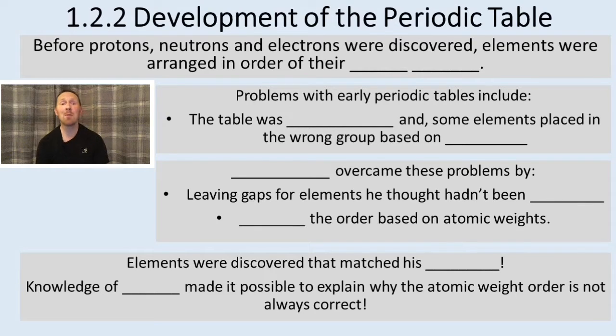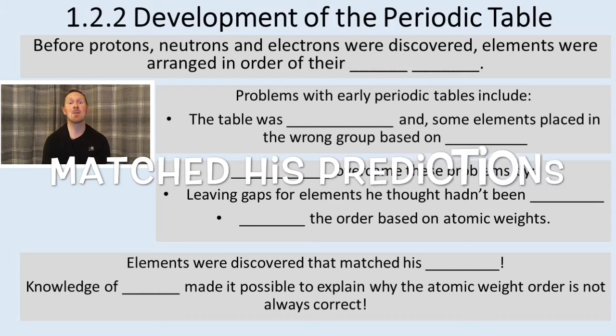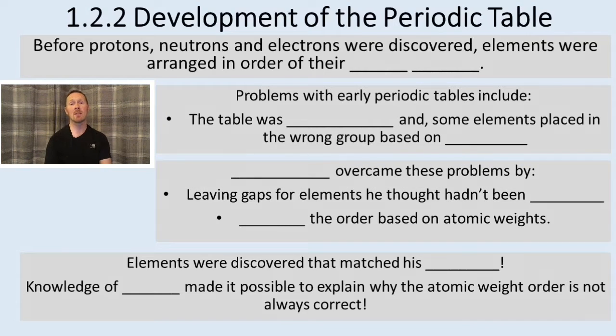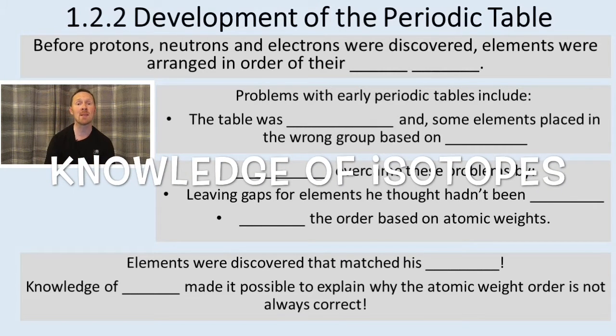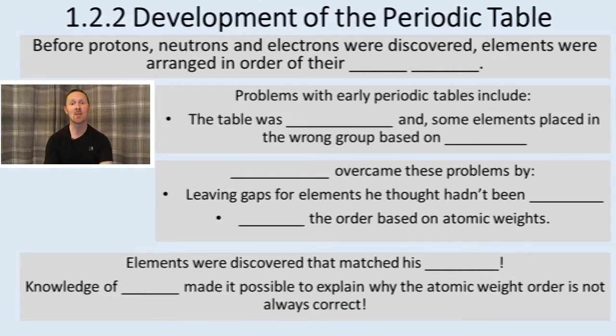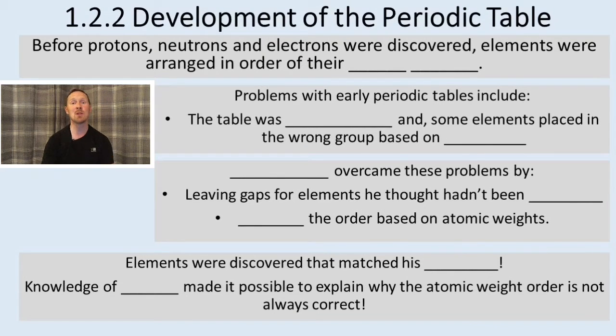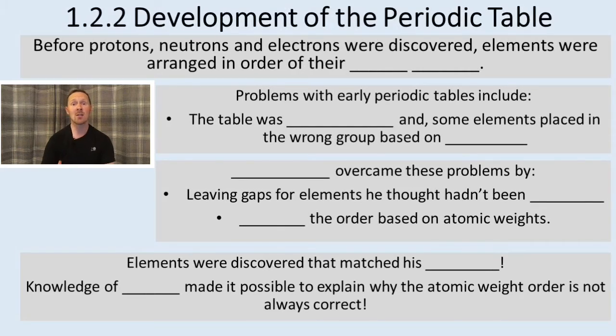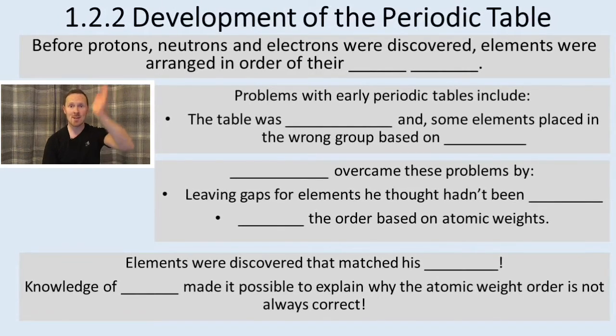As I've said, elements were discovered that matched Mendeleev's predictions. And now we've got a much better understanding of the atoms and the order of the periodic table. Actually, our knowledge of isotopes can explain why some atoms were in the wrong order based on their atomic mass, which they didn't know about back then. And remember the two differences that Mendeleev made. First of all, he left gaps for undiscovered elements, which he predicted the properties of. And secondly, he wasn't afraid to change the order so that elements with the same properties were in the same group.